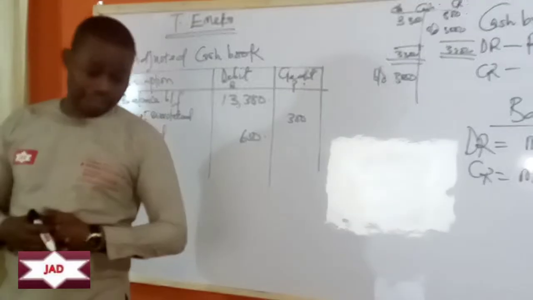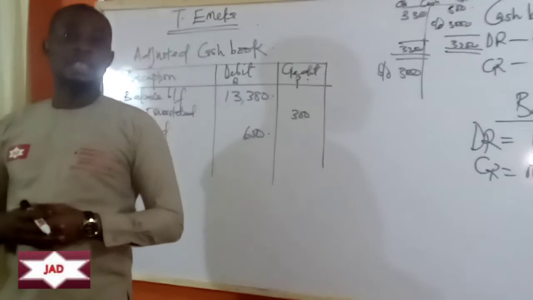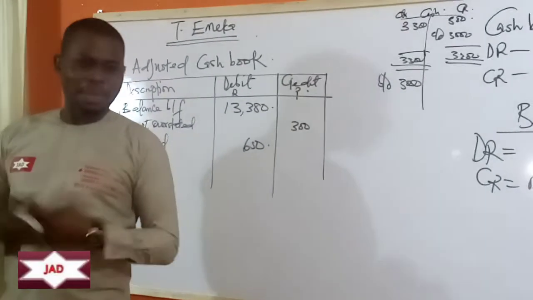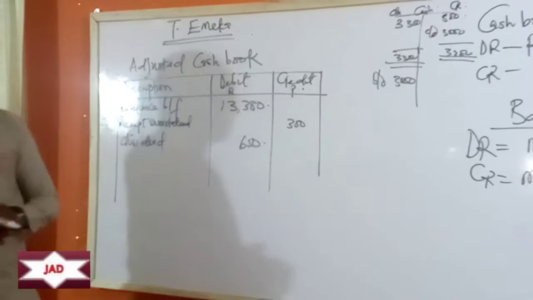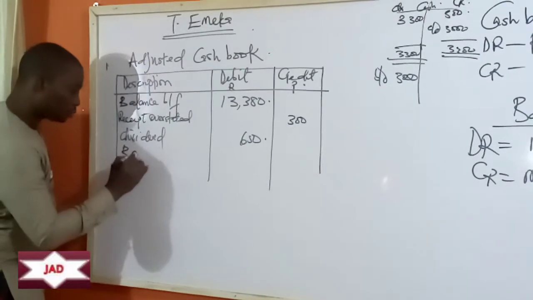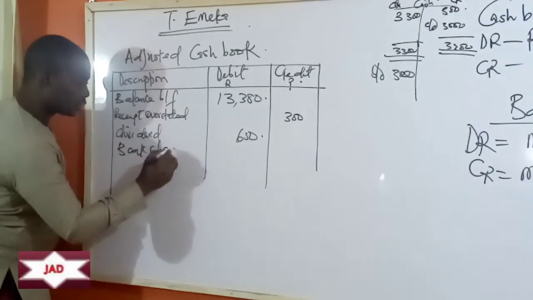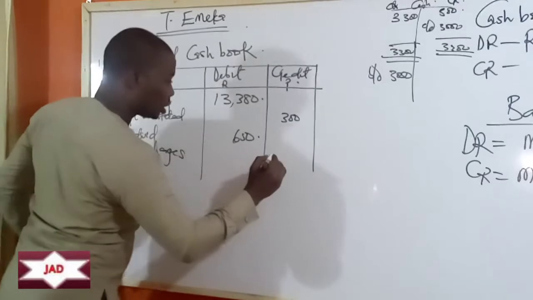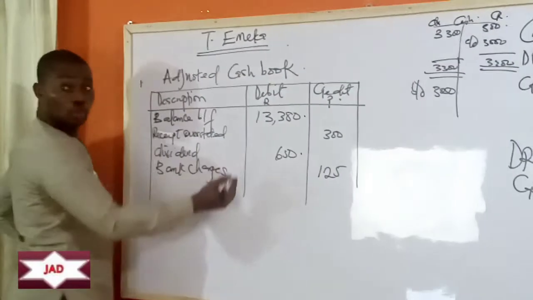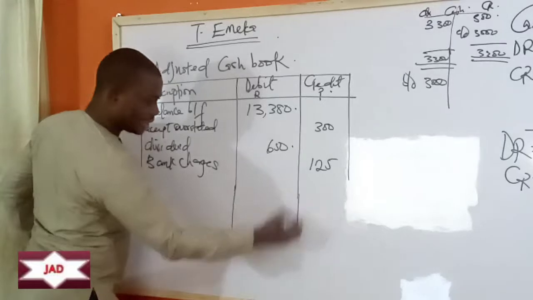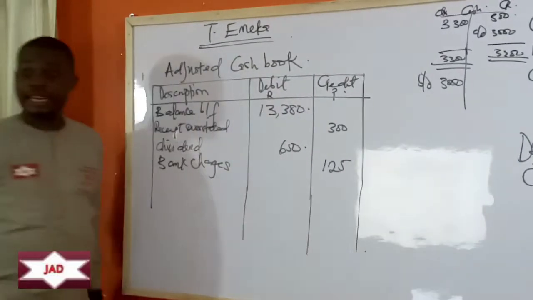And when you got the bank statement, there was a debit of what? Bank charges. So basically, we are going to have to record what we call bank charges. So we have bank charges to be how much? The bank charges, I said, is 125. So what is the next? What's the next thing that they said?